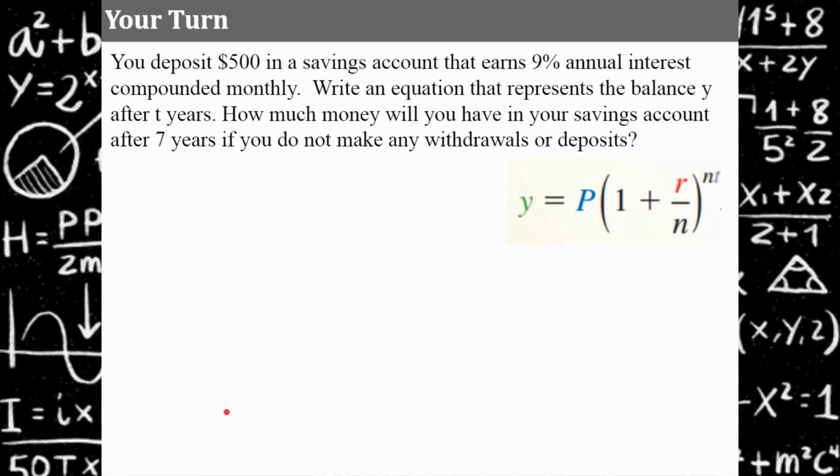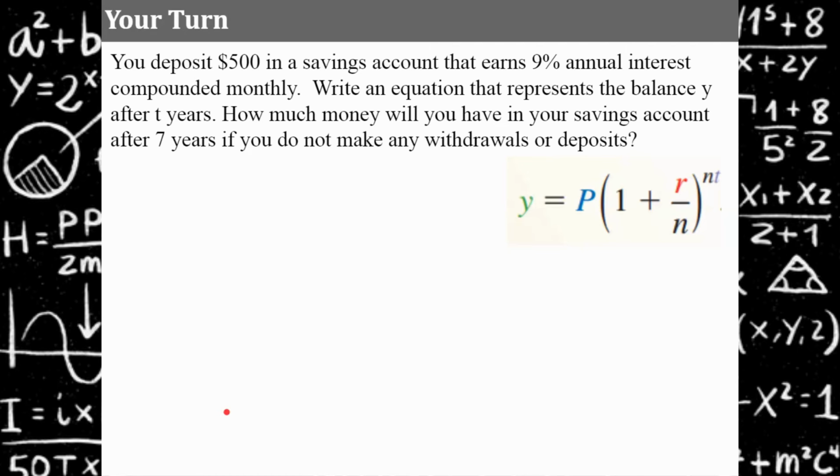Okay, your turn. You're going to deposit $500 into a savings account, and now it's going to earn 9% annual interest compounded monthly. I would like you to write an equation that represents the balance Y after t years, and then I want you to use your function to identify how much money you will have in your savings account after 7 years if you do not make any withdrawals or deposits. Please pause, calculate, and come back and check your work.